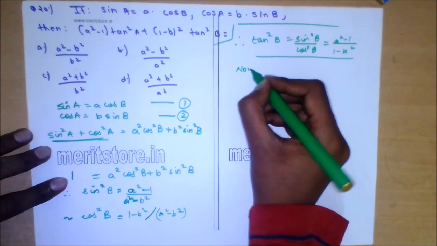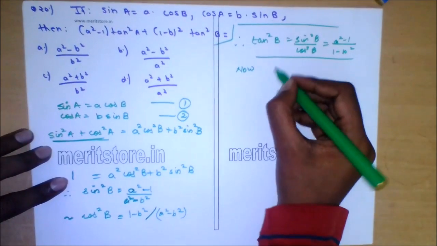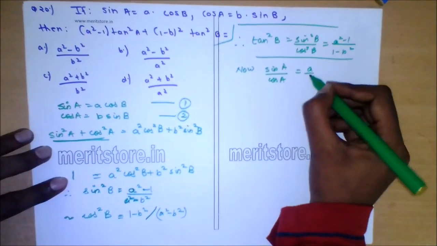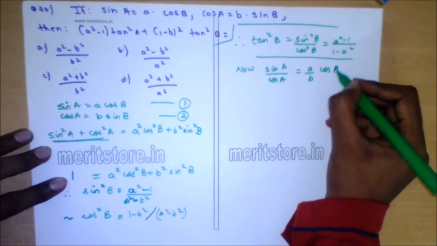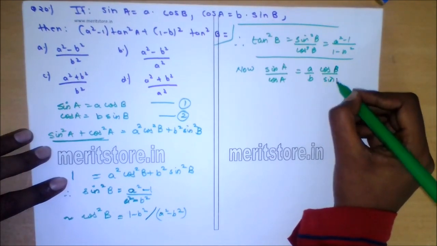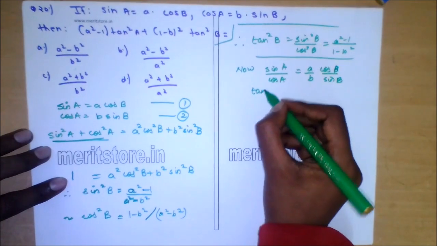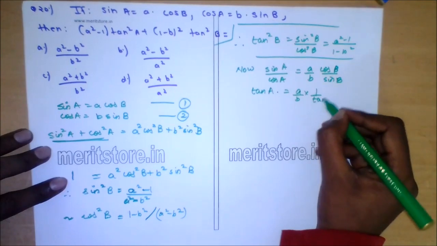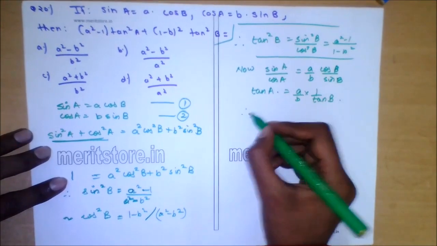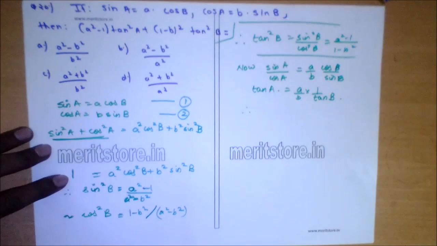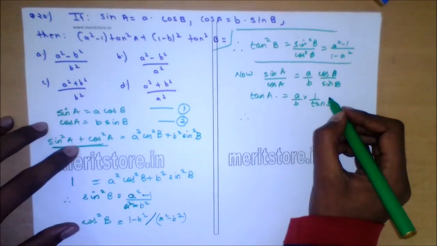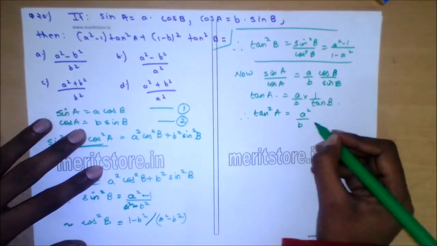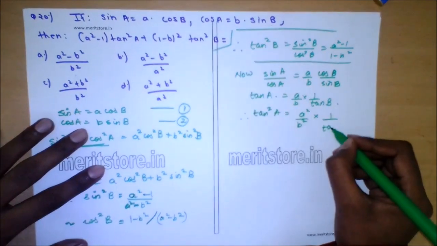So now we divide 1 and 2. So sin A by cos A is equal to A by B into cos B by sin B. So tan A is A by B into 1 upon tan B. Squaring both sides, we get tan square A equals A square by B square upon 1 by tan square B.